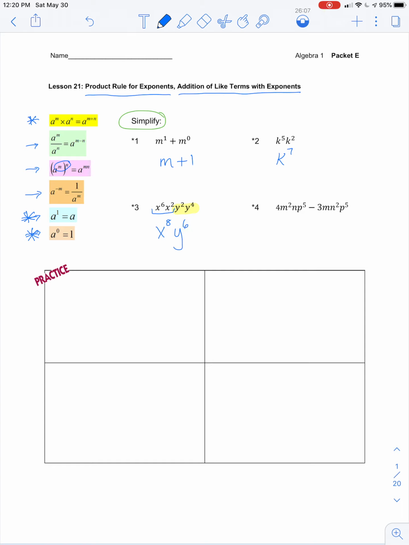And then on the last one over here, number 4, we're going to look for some that we can match up. So I have m squared over here, and I have m to the 1st power here. So we already know this is not going to be a match. So actually, this is the answer to number 4.